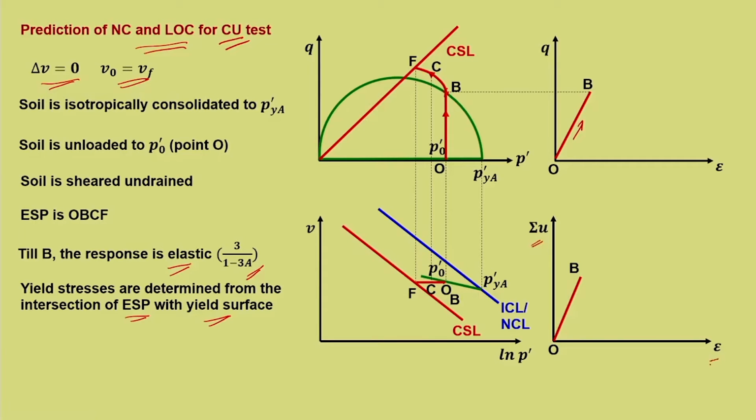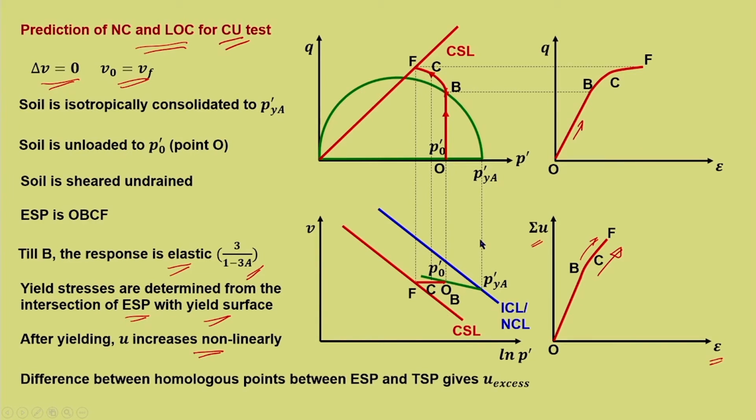Now, up to B, you can see that this is a linear response. Here also the pore water pressure generation is a smaller response because it is an elastic loading. The pore water pressure generation is also more or less linear. Now, once it yields you can see that there is a non-linearity coming up and there is a sharp increase in the pore water pressure, and that is why there is a drastic reduction and it moves towards F. After yielding, U increases non-linearly. So, you can see here this BF is a kind of non-linear response.